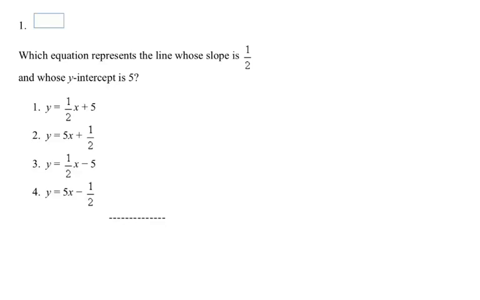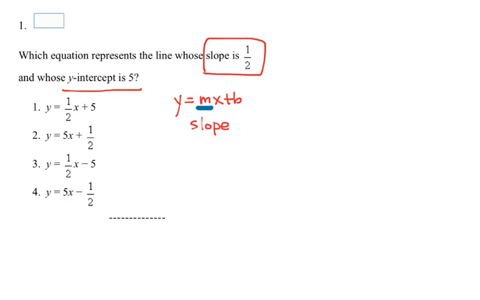Hello, let us look at some review questions on the exam 31. Alright, for the exam 31, which equation represents the line whose slope is 1/2 and y-intercept is 5? If you remember, y equals mx plus b is the form of an equation of a line, where m is the slope and b is the y-intercept.